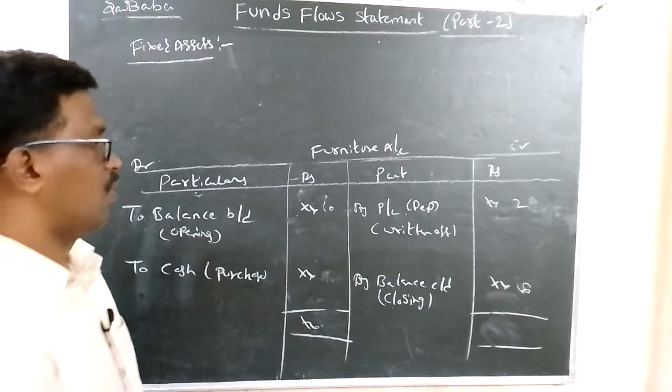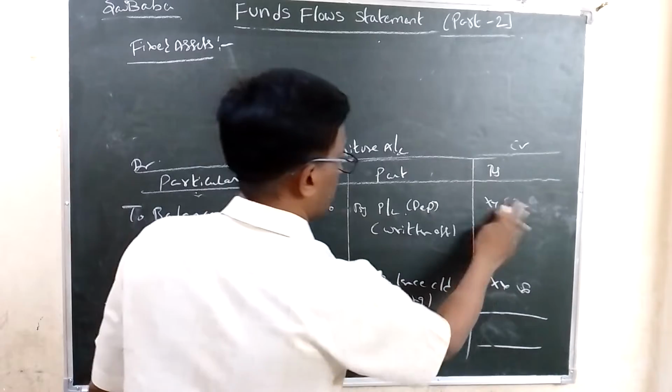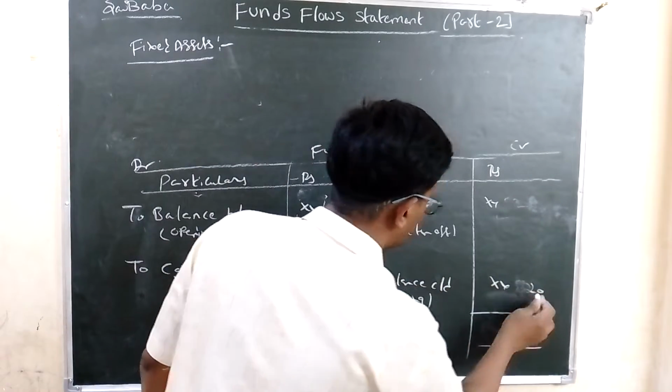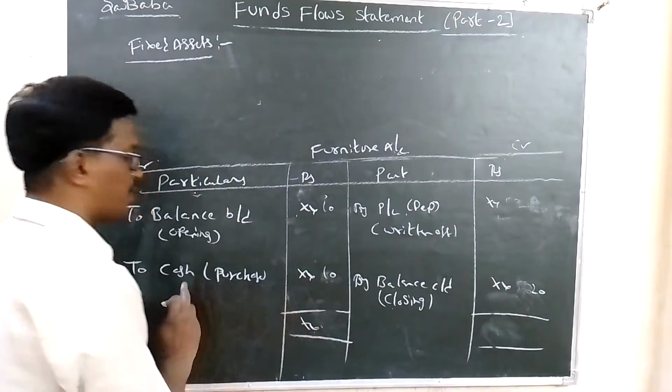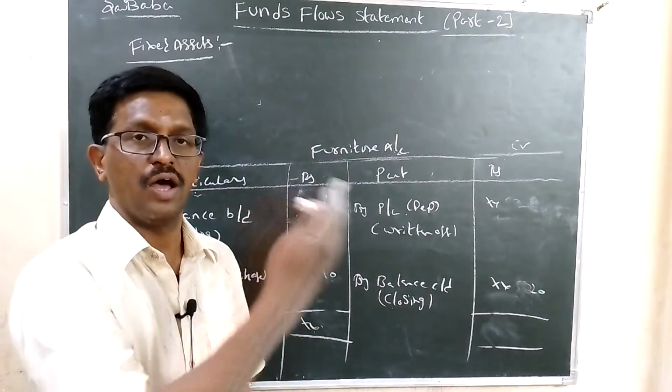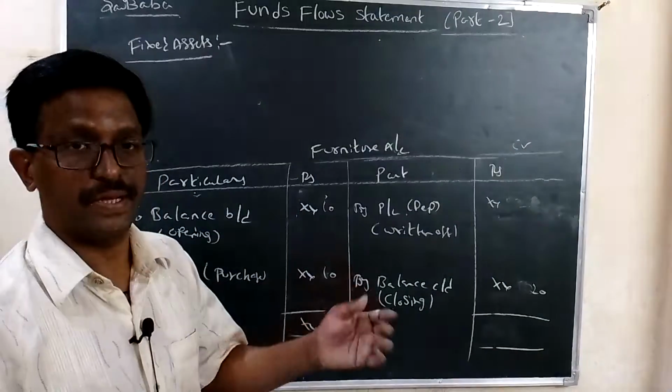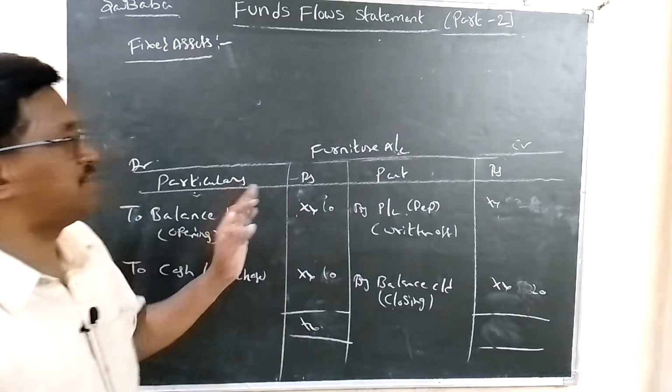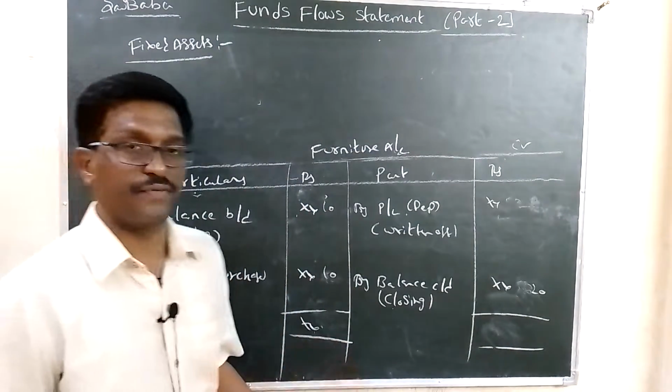If opening balance is 10,000 and closing balance is 20,000, the amount is treated as 10,000 to cash purchase. The amount is shown in the funds flow statement on the application side as 10,000 furniture purchase. Okay, this is about furniture, one of the fixed assets.